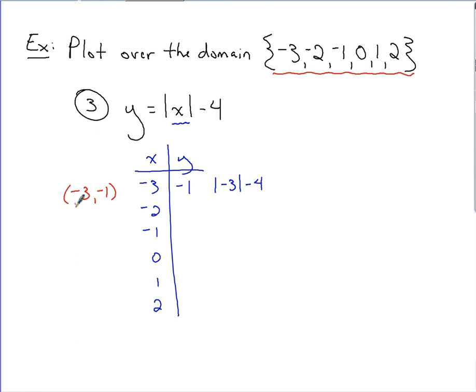I know that point would be on this graph. I take -2, I plug in for my x up here. I have the absolute value of -2 minus 4, which would be 2 minus 4, or -2. So a second point I could plot, -2, -2. And you can plot these points as you go.